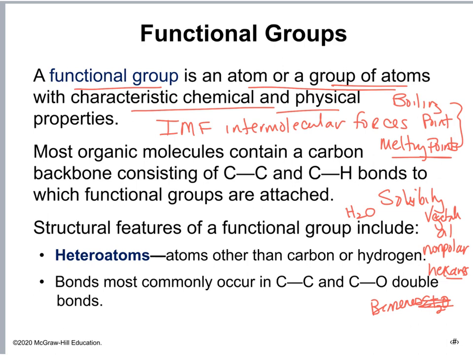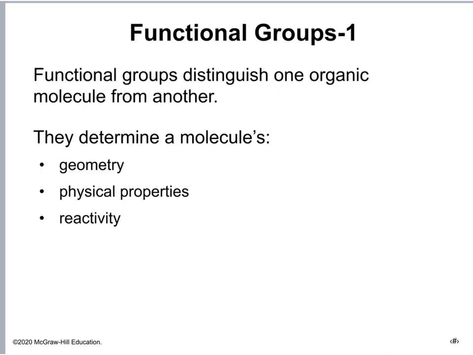And so a lot of times you want to look and see, do you have a heteroatom? A heteroatom is an atom other than carbon or hydrogen. So mostly you're going to see heteroatoms are oxygen, nitrogen, maybe a halogen like fluorine, chlorine, bromine, iodide, sulfur. So geometry, so physical properties and reactivity. In fact, your whole chapters are based on reactivity according to functional groups. And I'll just do FG for functional groups.